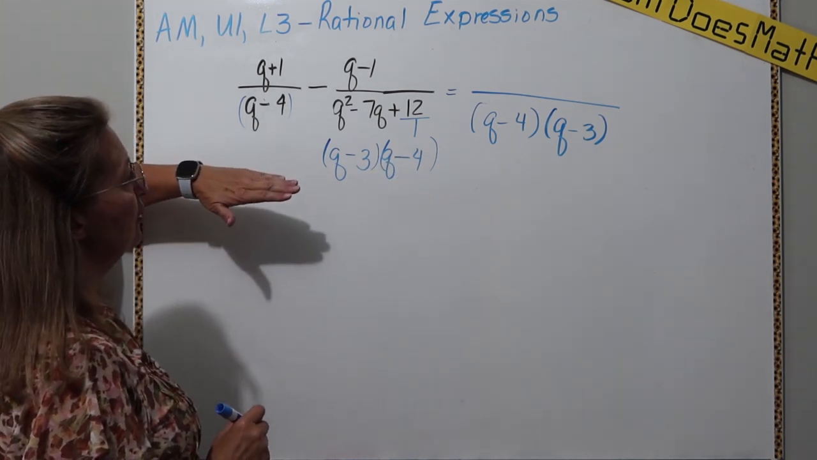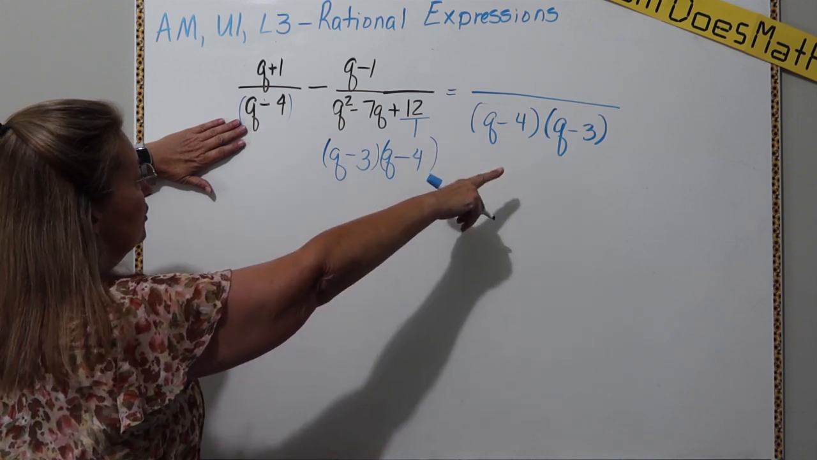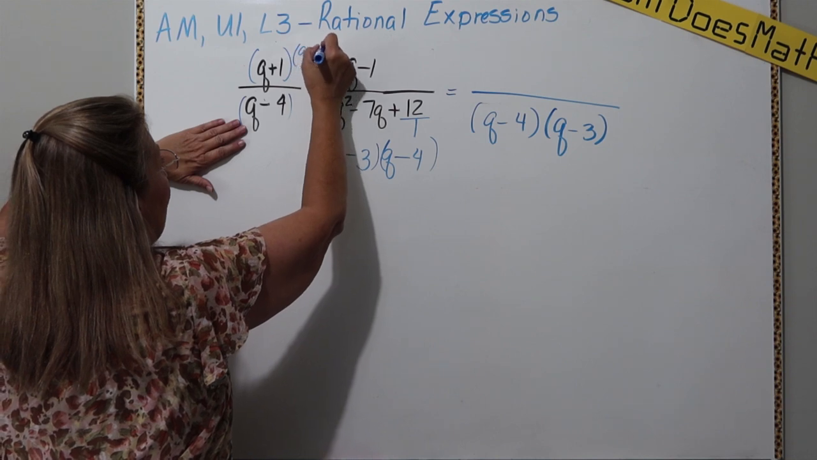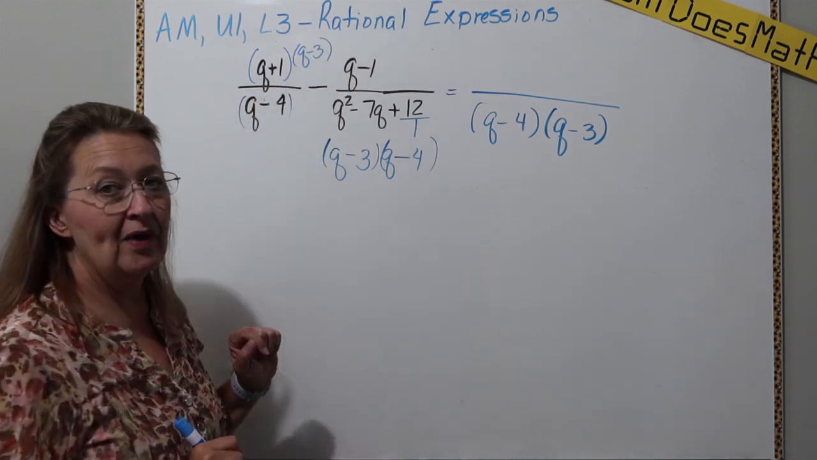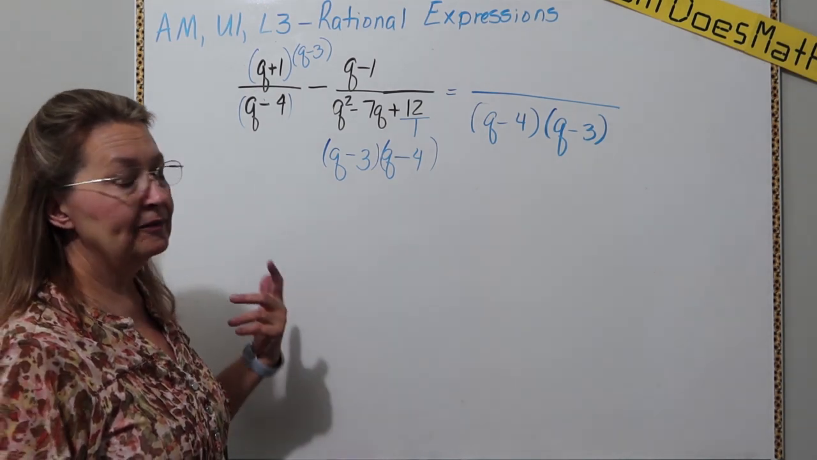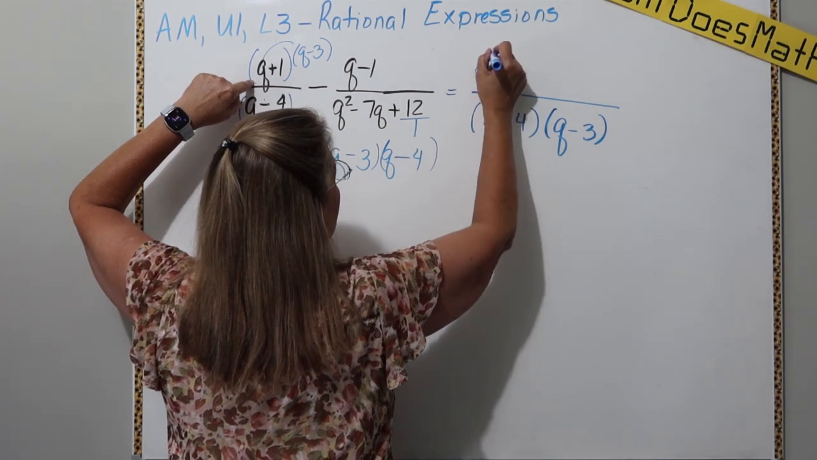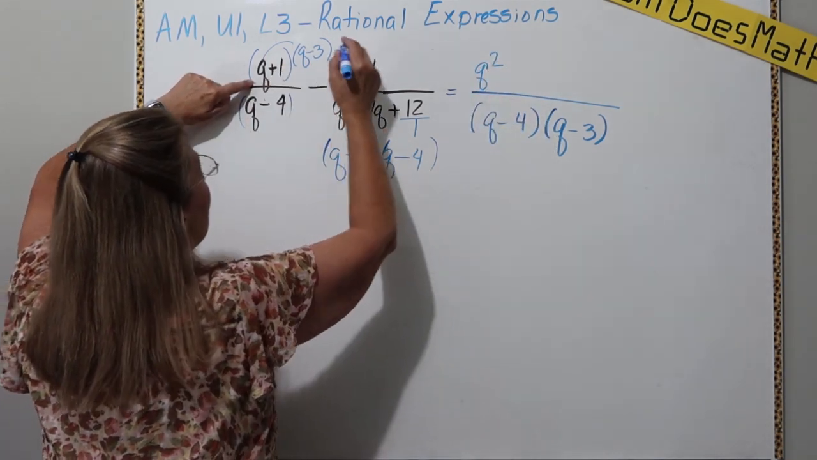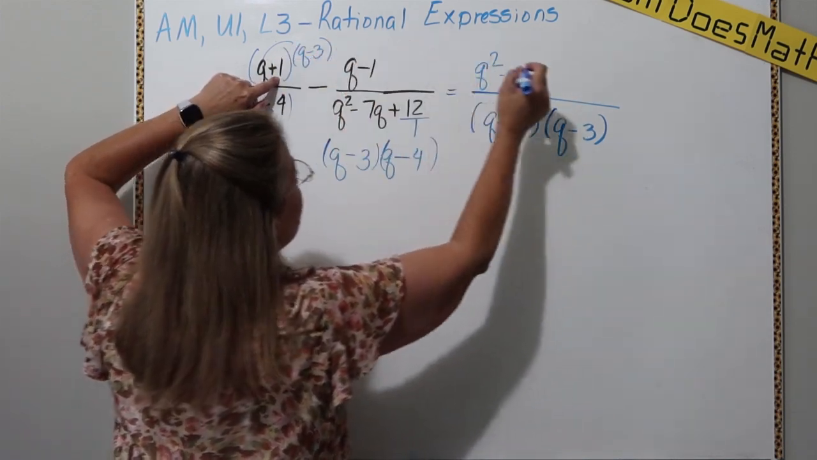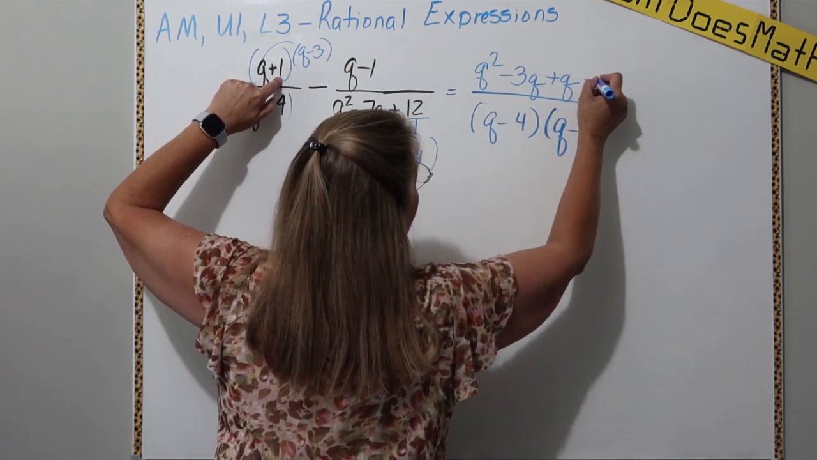So now let's adjust our numerators. What did you multiply your old denominator by to get the new one? You multiply it by Q minus 3. So you're going to have to multiply this times Q minus 3. This is binomial times binomial, so we're going to FOIL it, or distribute, however you want to call it. Q times Q is Q to the second. Q times minus 3 is minus 3Q. And 1 times Q is just positive Q. And 1 times minus 3 is minus 3.